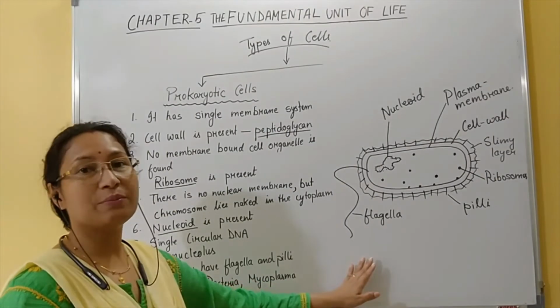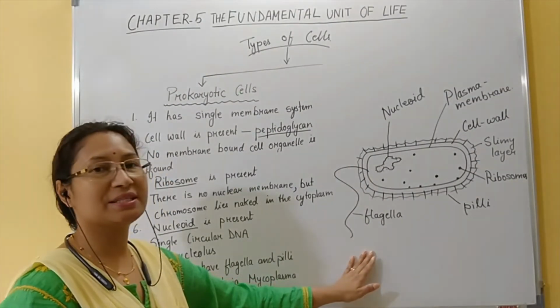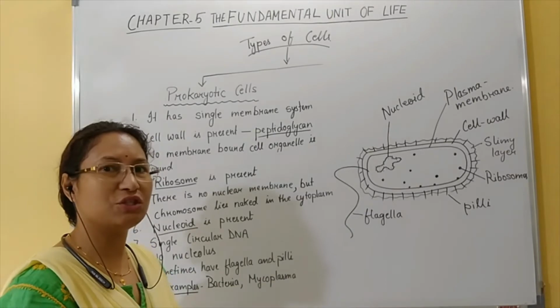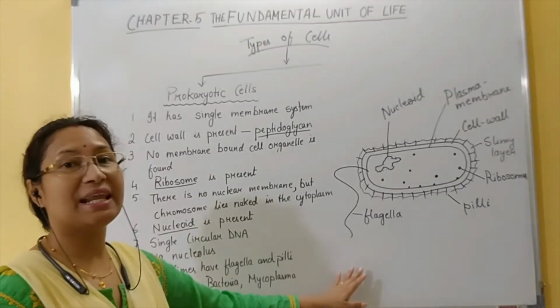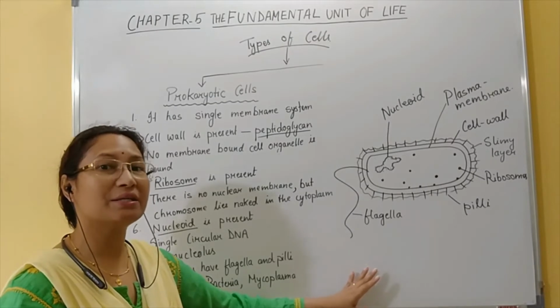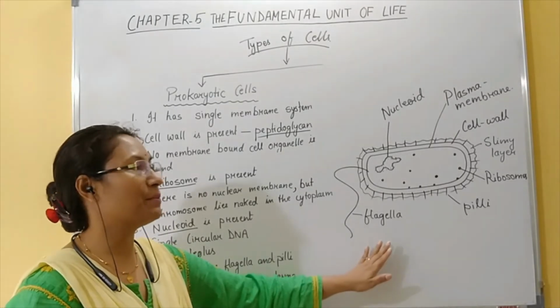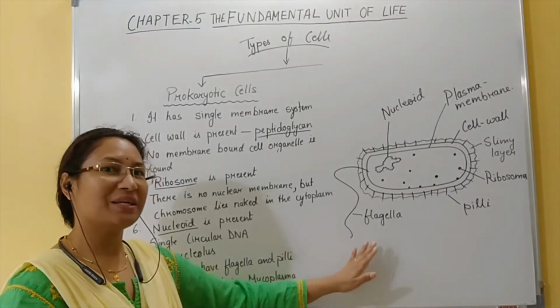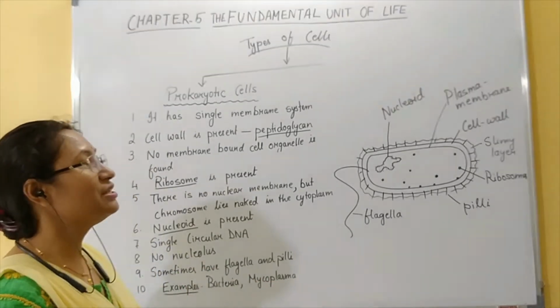We know very famous examples of these prokaryotes. These are the bacteria, all the bacteria which are good and bad. Bacteria like lactobacillus and nitrogen fixing bacteria like rhizobium, all of them come under this category only. Now let us study about the eukaryotic cell.